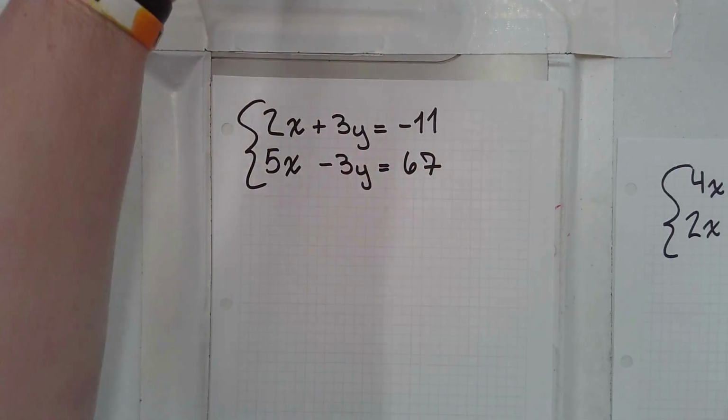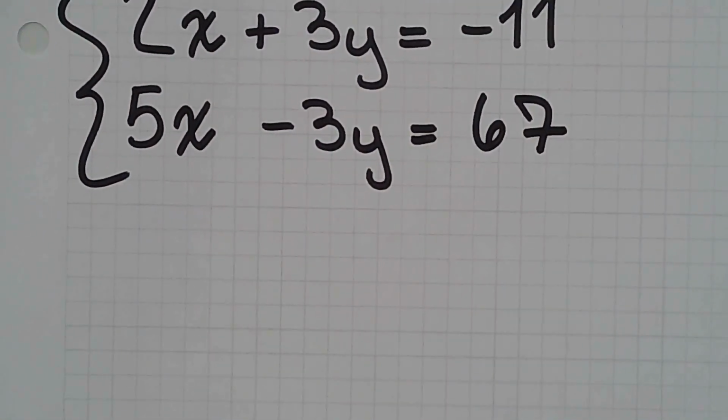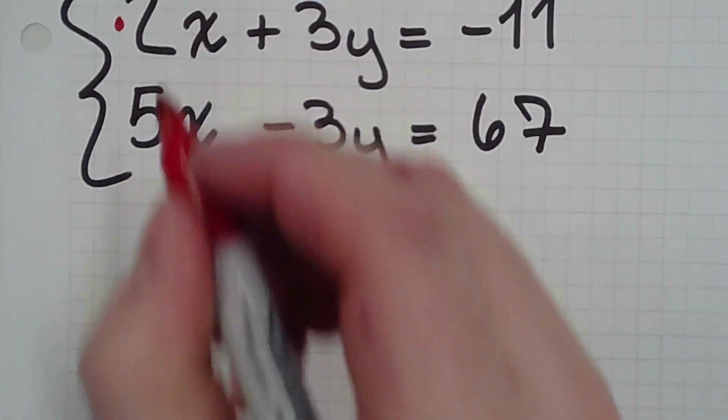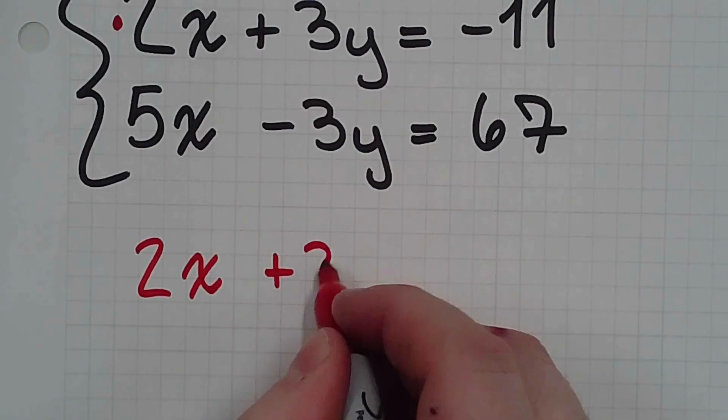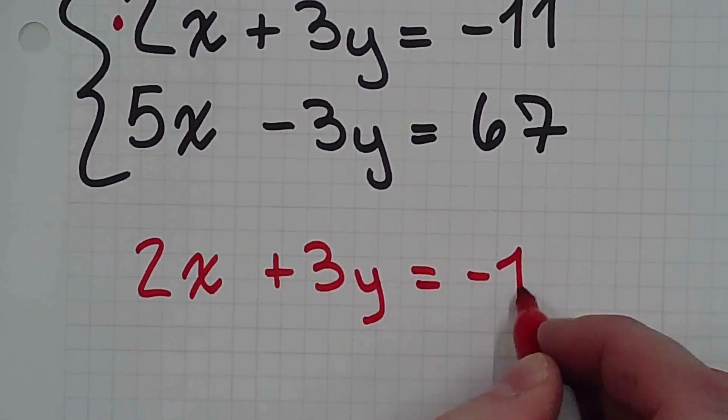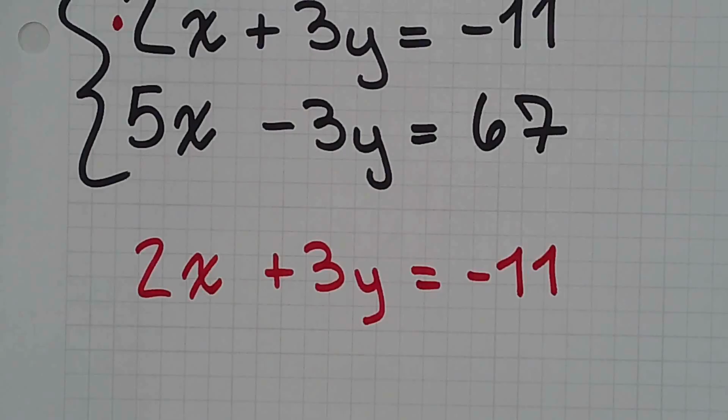So here's what I'm going to do. I'm going to take this red equation here, and I'm going to add some stuff to it. So here's 2x plus 3y equals negative 11. Now, hopefully you know that I can add anything I want to both sides, right? A property of equality is if I add something to one side and I add it to the other, as long as it's equal, we're good to go.